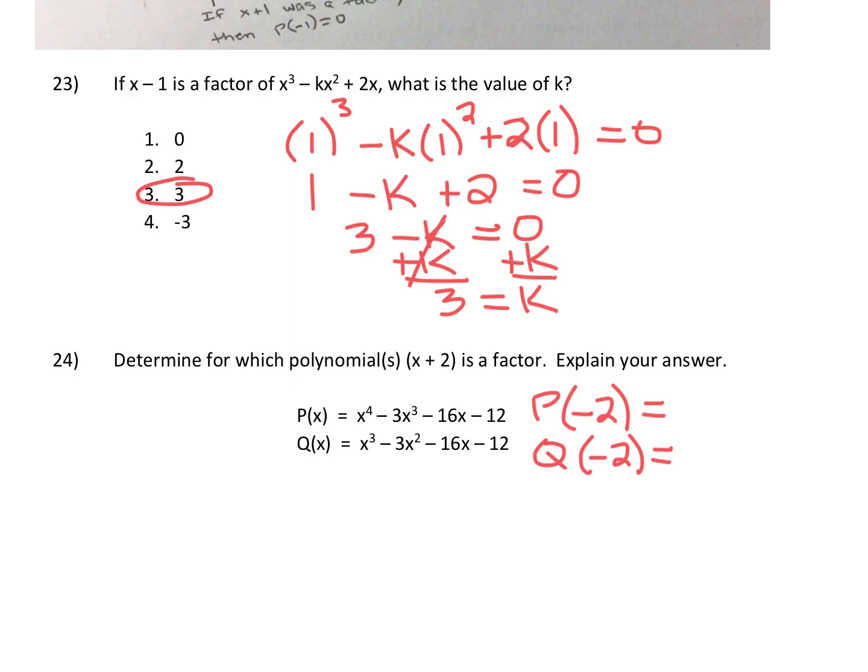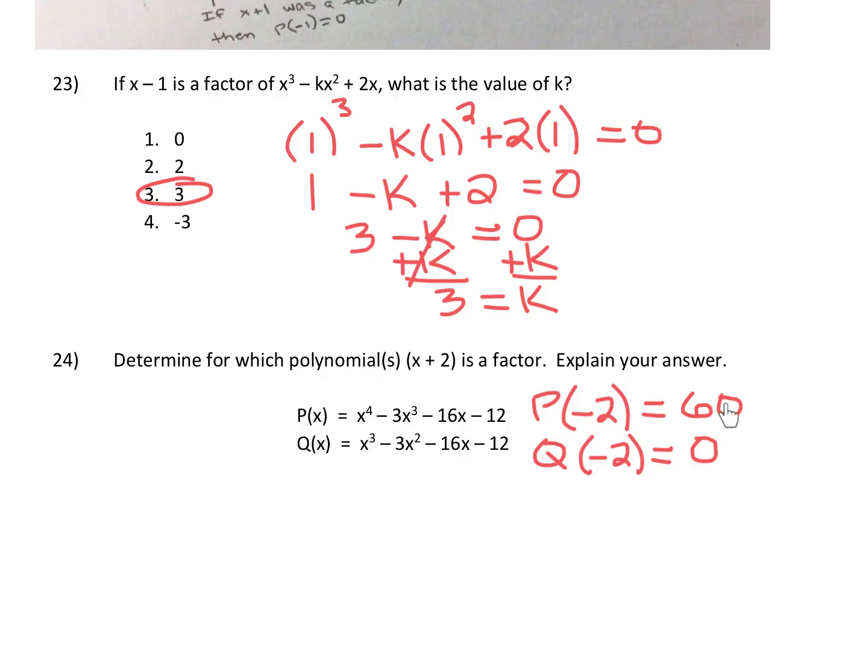You can use your calculator, it's up to you, but we're going to replace all these x's with a negative 2 and see what we get. When we do, for p of negative 2, that's equal to 60. And for q of negative 2, that's equal to 0.